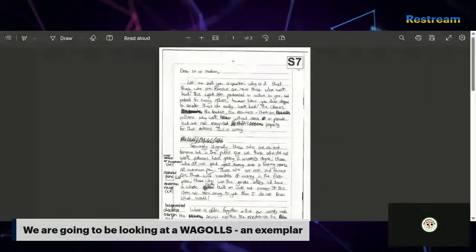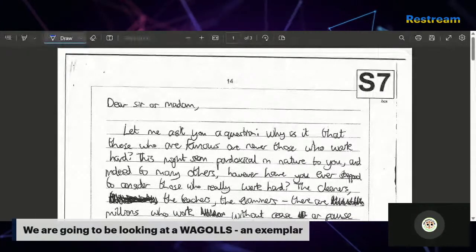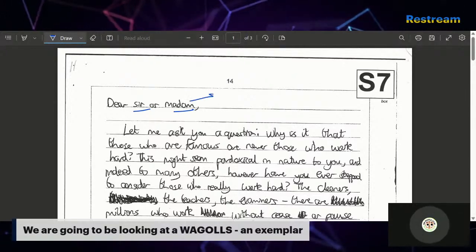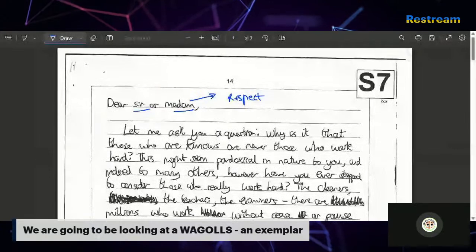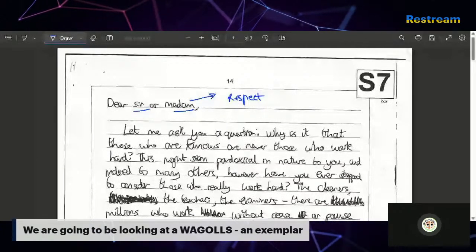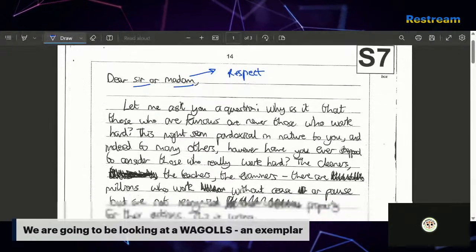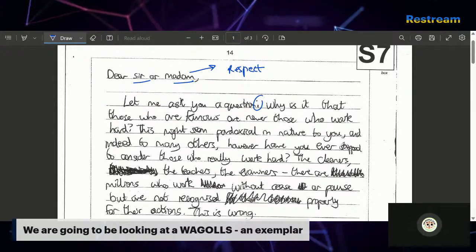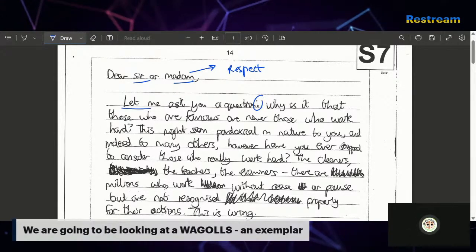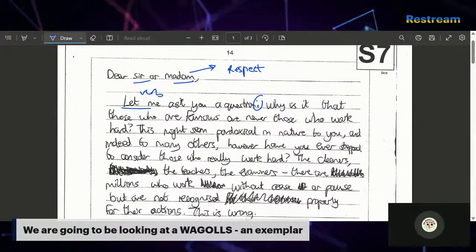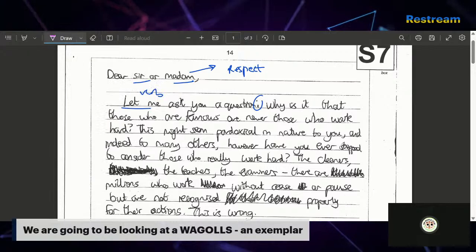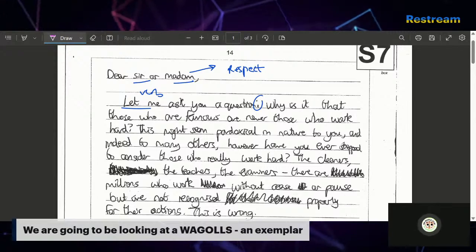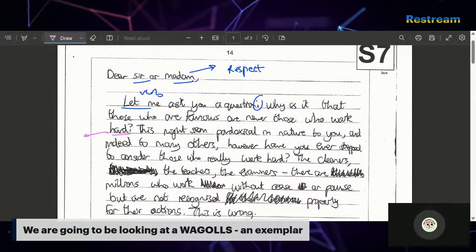So the student starts off by saying, "Dear Sir or Madam." Initially, that's well acknowledged by the examiner. Then we have this idea. "Let me ask you a question." So, first of all, we've got a colon. We've got an interesting opening because we are opening it with a verb. "Let me ask you a question: why is it that those who are famous are never those who work hard?" So, this is a rhetorical question.